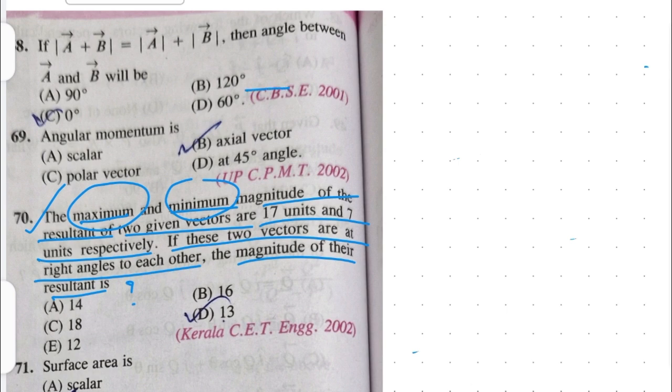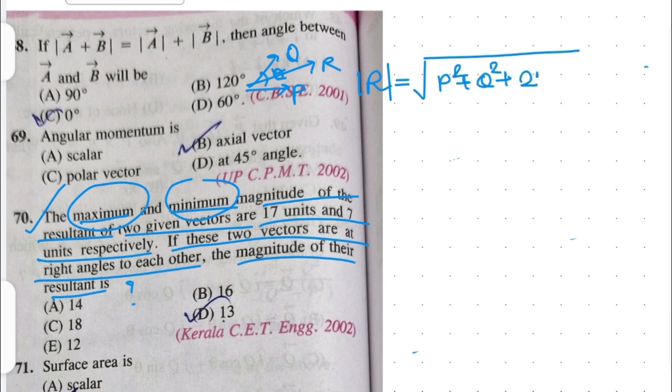See, suppose we have two vectors P and Q and the angle between them is theta. So what is the formula of the resultant? Its magnitude, that is the value of the resultant, is root over P square plus Q square plus 2PQ cos theta. It is the formula. Now, we will get the maximum value of magnitude when cos theta gives us its maximum value.